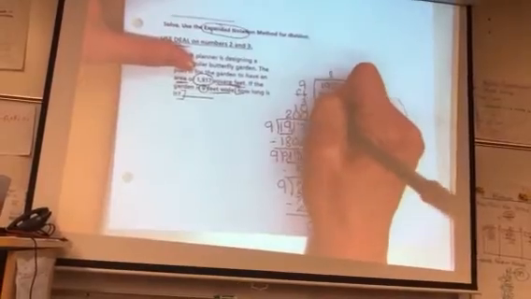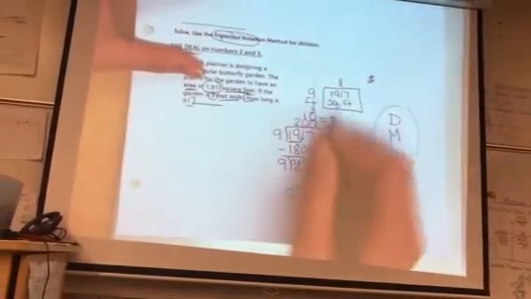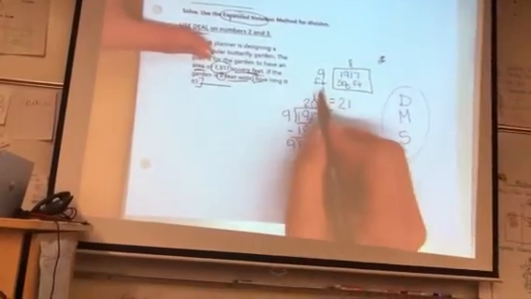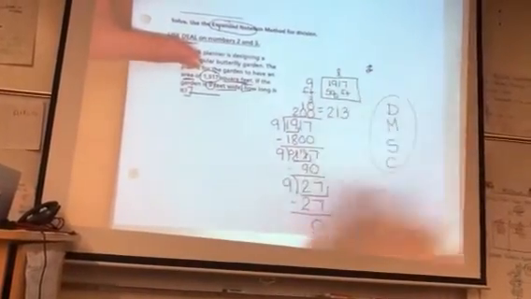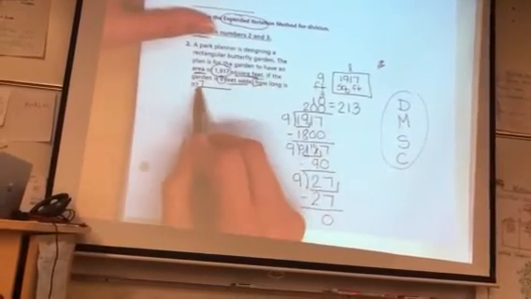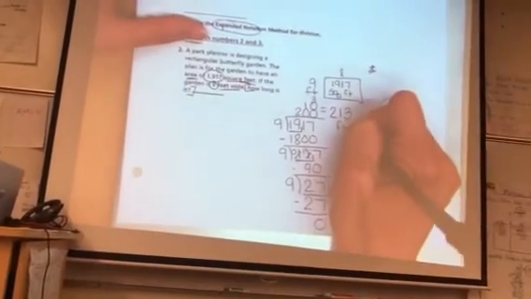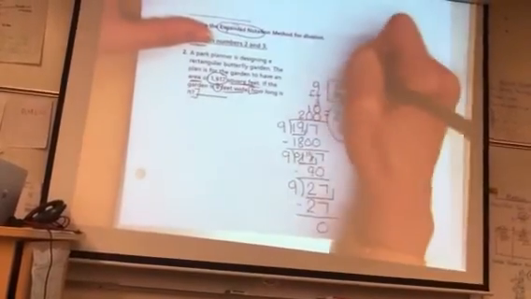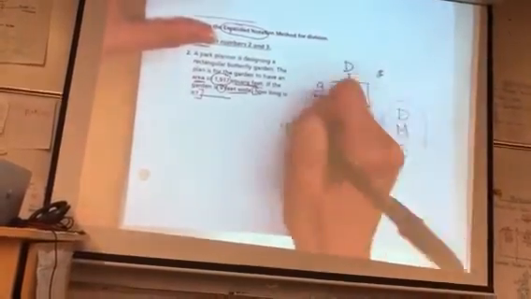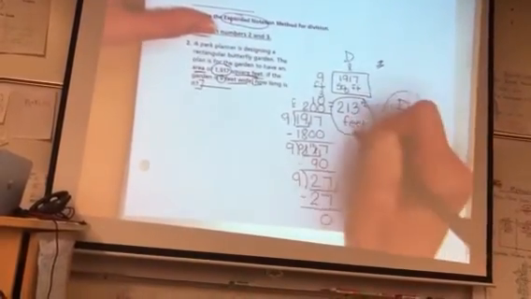The last thing I need to do is write this as a number. I have a 2 in the hundreds place, a 1 in the tens place, and a 3 in the ones place. 213, and I need my label. How long is it? Oh, we're talking about feet. 213 feet. I've got my drawing. I've got my equation. I've got my answer, and I've got my label.